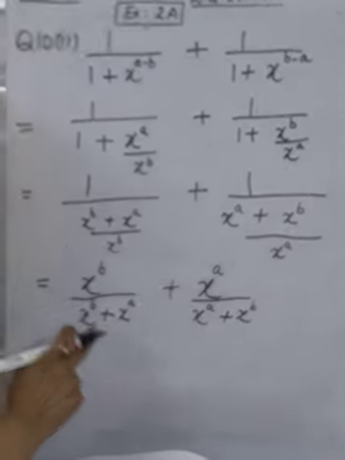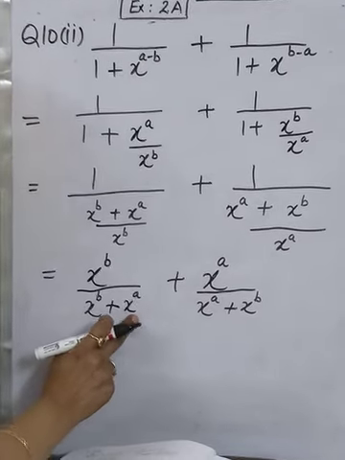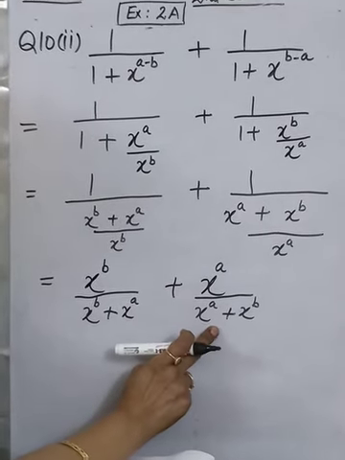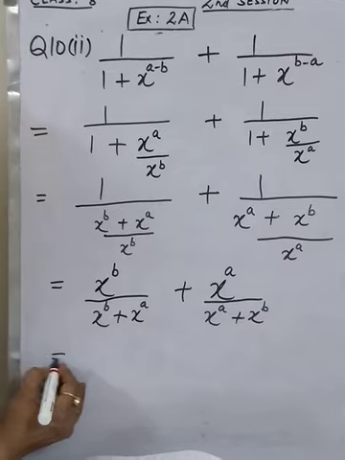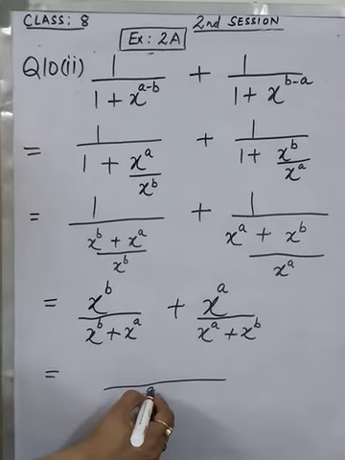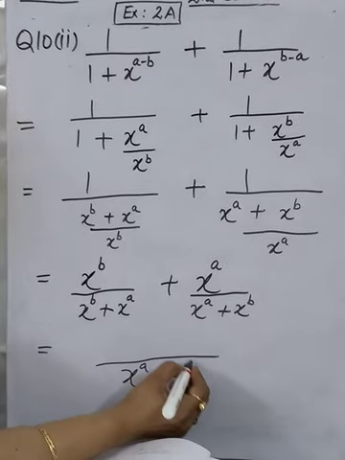Now what is the LCM? x to the power b plus a, x to the power b plus x to the power a. Here also x to the power a plus x to the power b. What will be the LCM? Both have the same LCM. So we write x to the power a plus x to the power b.